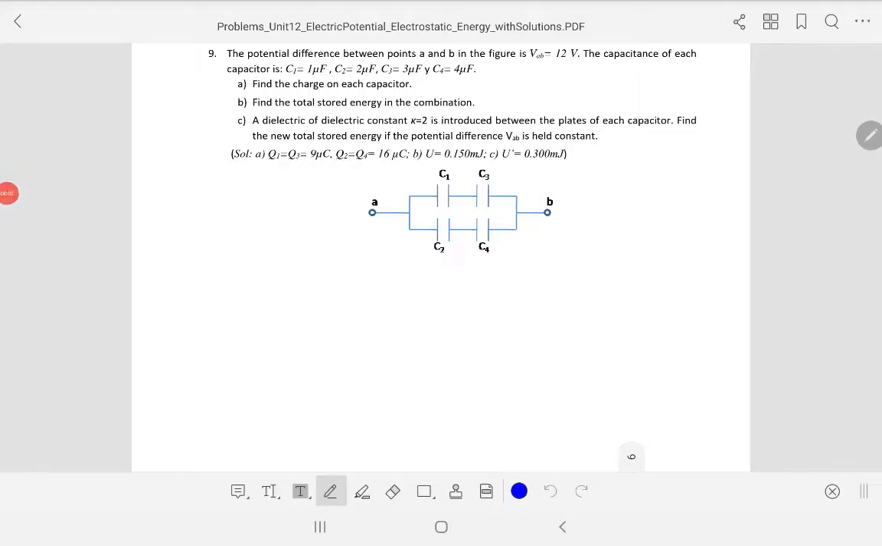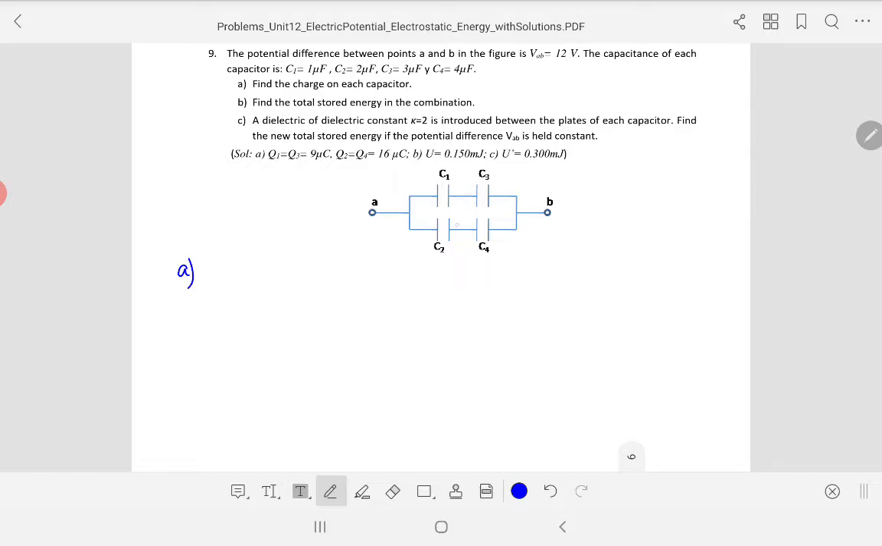In this video, we solve problem 9 of Unit 12. In it, we are given a set of capacitors, and we're asked to find the charge on each capacitor. For doing this, given that the upper branch shows two capacitors in series and the lower branch is also showing two capacitors in series, the best would be to find the equivalent capacity of the set in the upper branch and the set in the lower branch.